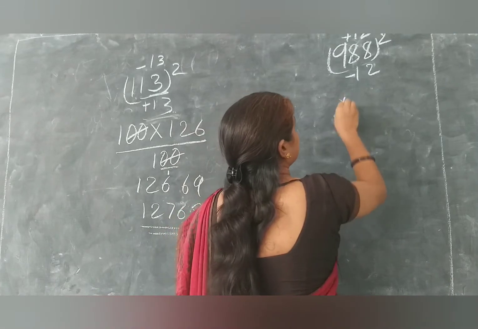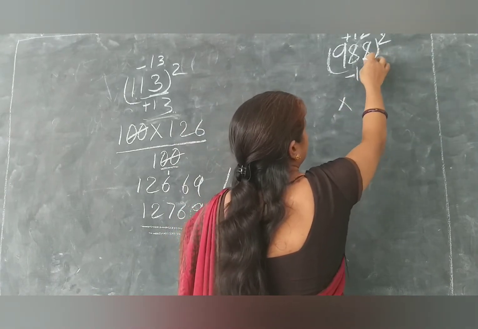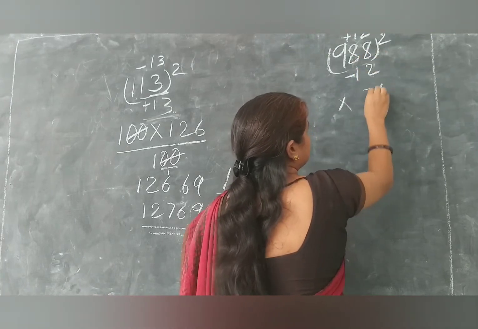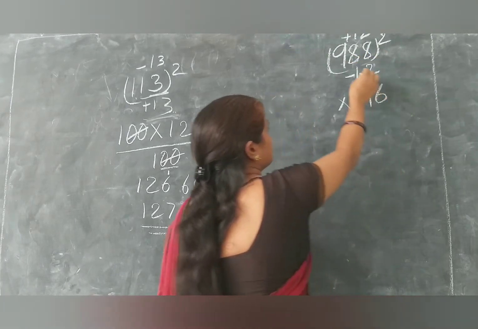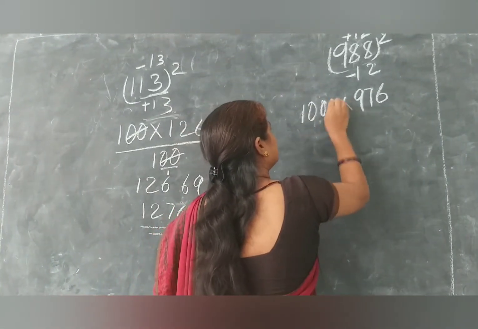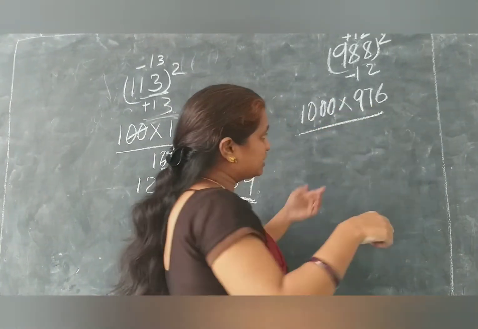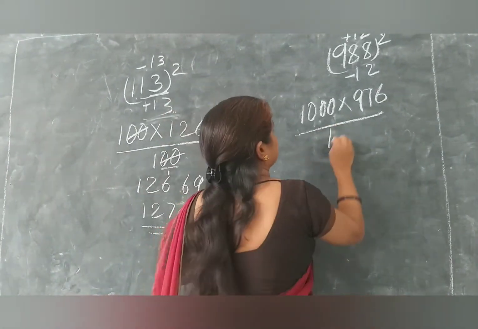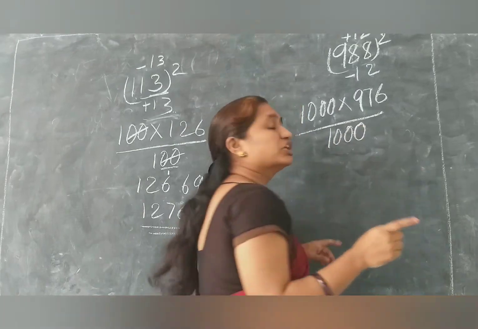Right. Now, see here. So, if I am subtracting 12, 8 minus 2 is 6, 8 minus 1 is 7, 9 as it is. So, with what should I multiply here? I have to multiply it with 1000, and if I am multiplying it with 1000, I have to divide it with 1000 again. Now, what is the next step?